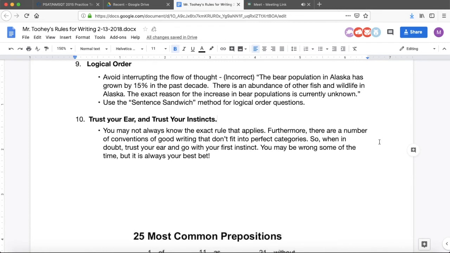Okay. So important here. If you know the exact rule that applies, apply it, and you're going to get the right answer. It's going to be great. If you're like, ooh, I don't know what rule it is, just read the answer choices, plug them in, see what sounds good. Don't overthink it. Sometimes your gut knows things that your brain doesn't know. Sometimes you're like, boy, that answer choice sounds wrong. I can't tell you why, but I think it's wrong. Eliminate it. Go with the one that you think sounds best. Trust your ear and trust your instincts.